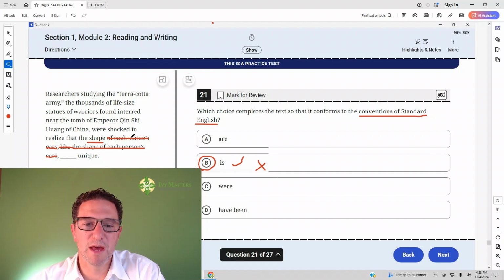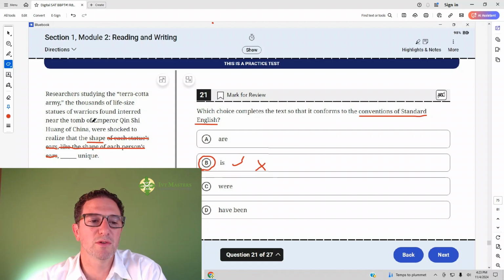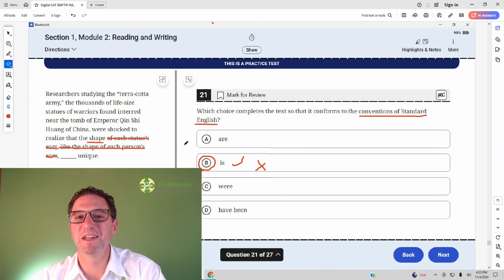So now I'm going to read it. It's going to sound better when I read without all that stuff I crossed out. Researchers studying the terra-cotta army, the thousands of life-size statues of warriors found interred near the tomb of Emperor Qin Shi Huang of China, were shocked to realize that the shape is unique. It's singular. Shape is unique. Your answer is B.